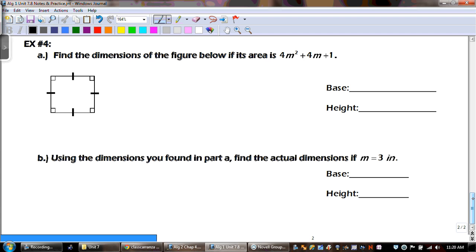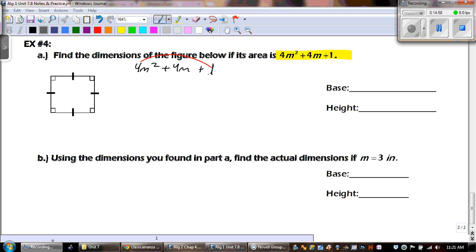All right, and example number 4. Once again, find the dimensions of the area below. So if the area is 4m squared plus 4m plus 1, first thing you always ask yourself, is there a GCF? And there's not. So I want you guys to do this whole thing by yourself, okay? I'm not even gonna give you a little clue. See if you can factor it completely, on your own. Okay, pause the video and good luck.